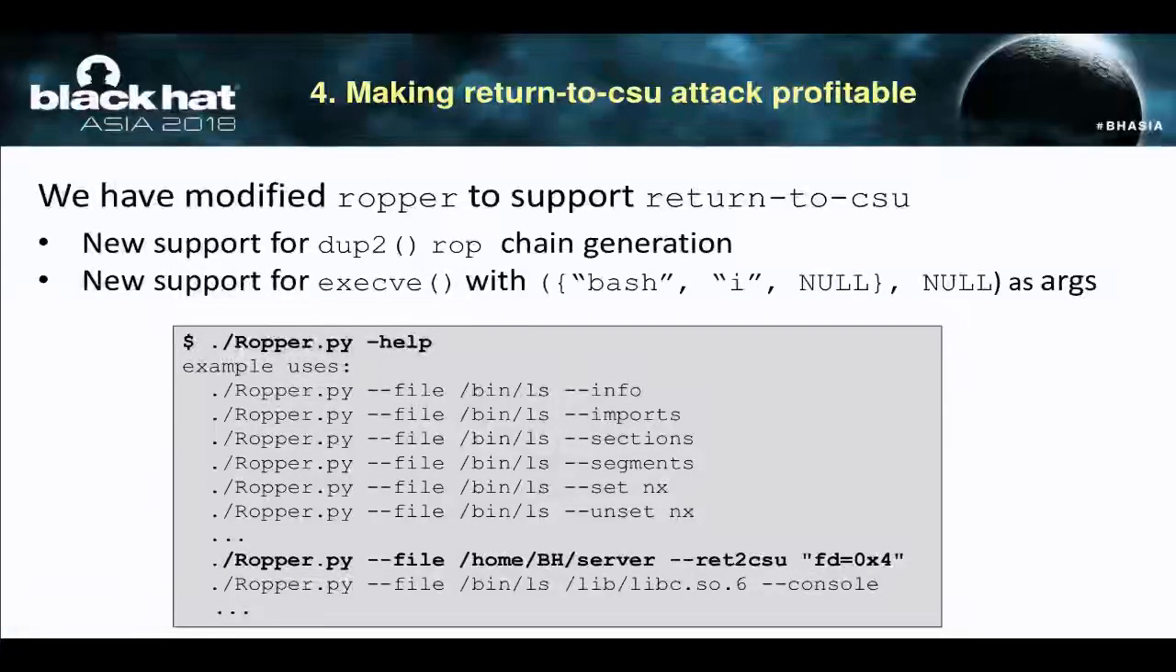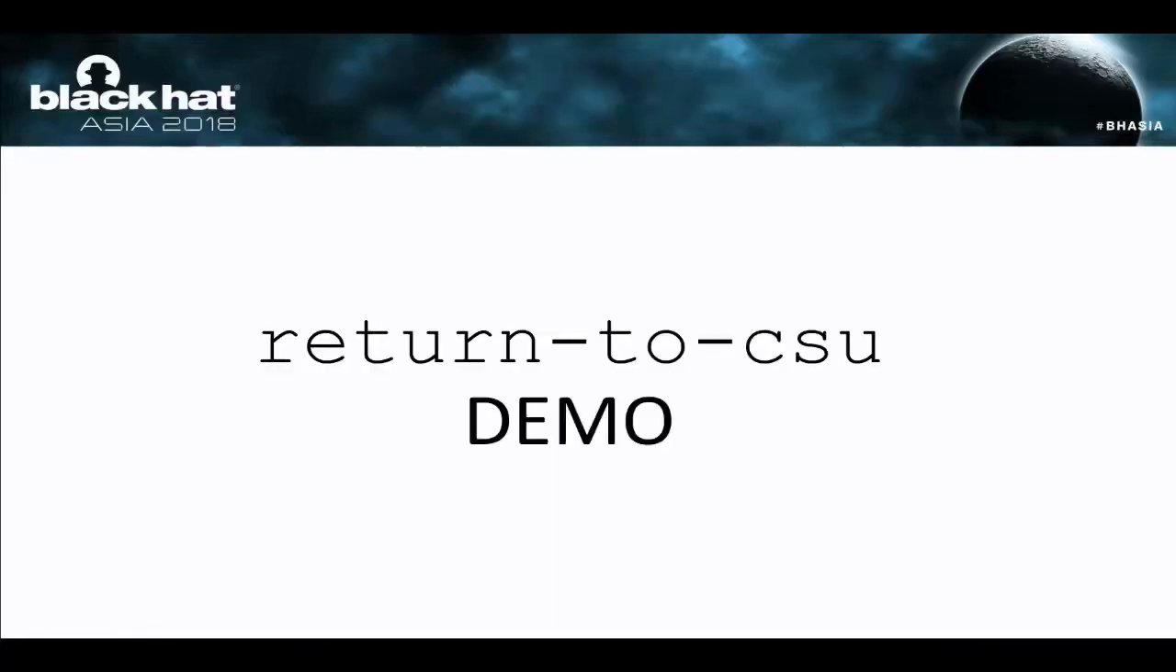To make this attack profitable, we have modified this Ropper tool to support it, okay? Basically, we extended this tool, and now it supports dup2, okay? And exec with these parameters, in order to have an interactive shell. Okay, a minus symbol is missing here. Basically, with your help, you will see that now you can use this tool. Well, I haven't published the patch yet. I will do it soon. Okay, and then you can automate this attack. So, a quick demo.